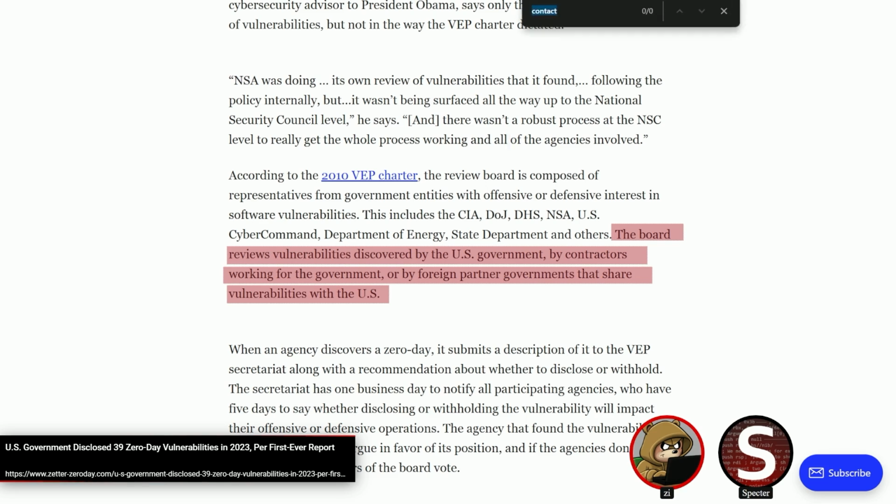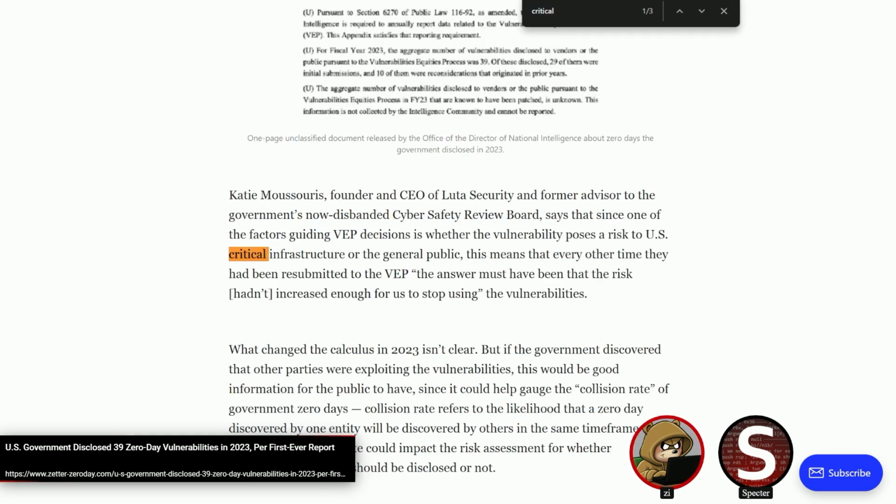That's something they talk about: whether or not it poses a risk to US critical infrastructure or the general public. So that could also be an area. But yeah, it's interesting. Like you just said, we have no insight into what the actual research is or what the vulnerabilities are, so it is purely speculation on my side.